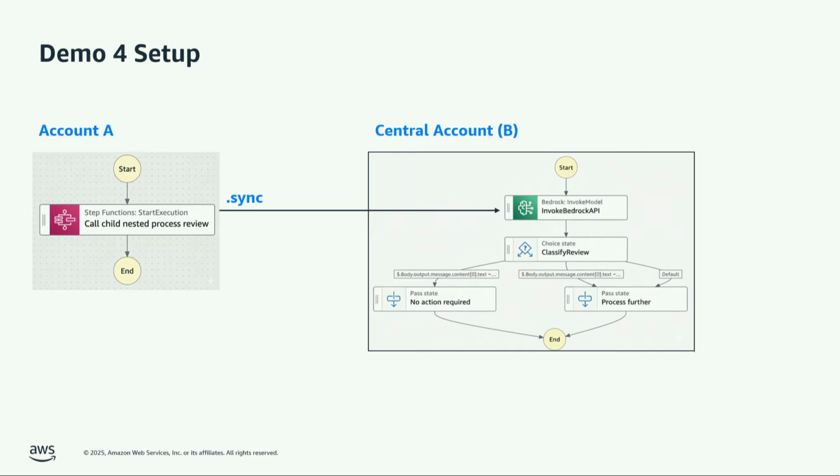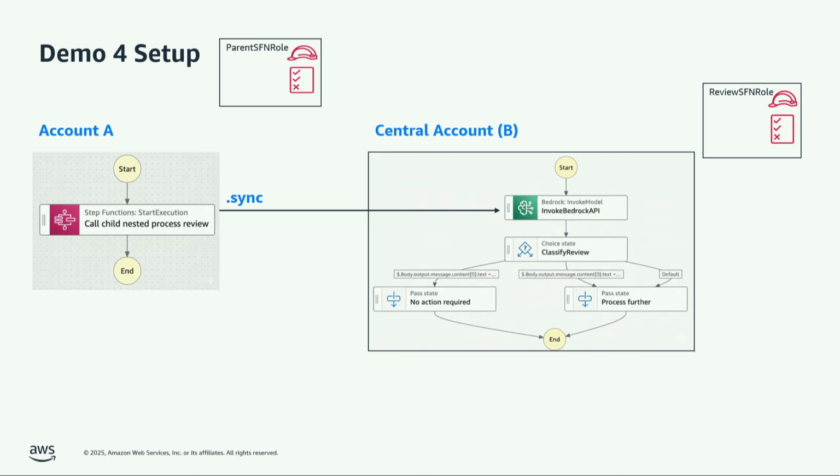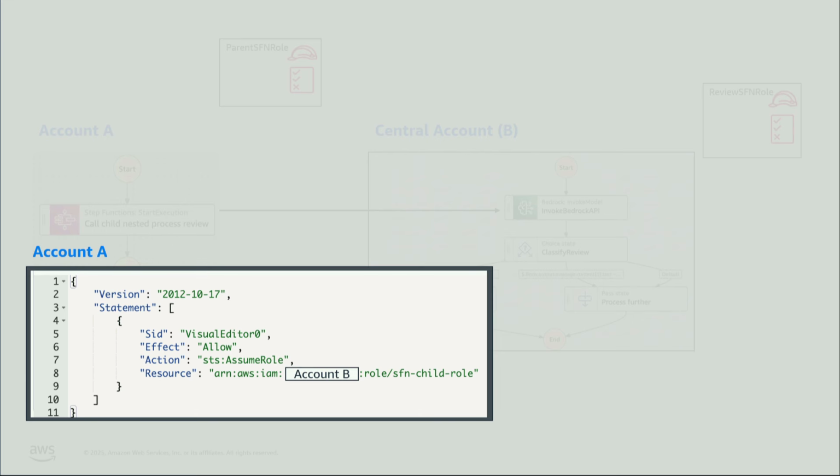Now there are a few things to keep in mind while you have this particular setup, right? First thing is each of these state machines has its own role. The child function has its own role to call Bedrock APIs or maybe other AWS services in there, and your parent function has its own role. But also you need to establish a trust relationship between the cross-account calls. So what does that look like? This is an example of what that trust policy will look like.